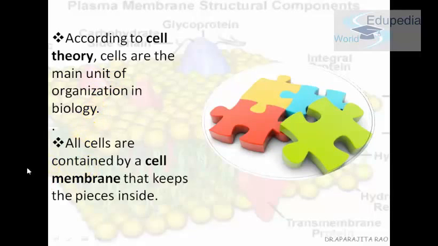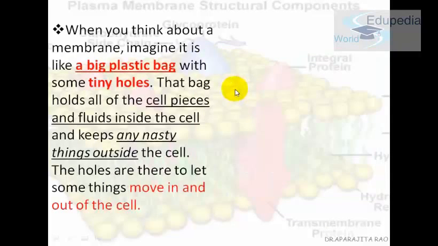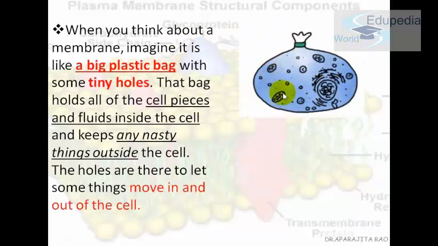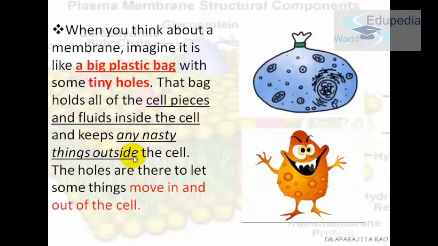And the cells are contained by a cell membrane that keeps the pieces inside. Like these are the pieces, and there is this membrane outside that is keeping the pieces inside, kind of like the wall of your house. So we can think of a membrane like a big plastic bag with some tiny holes in it. The bag is there so that all the cell pieces and fluids are inside the cells, and any nasty things are outside the cells. The holes are there so that some things can move in and move out, just like a door.